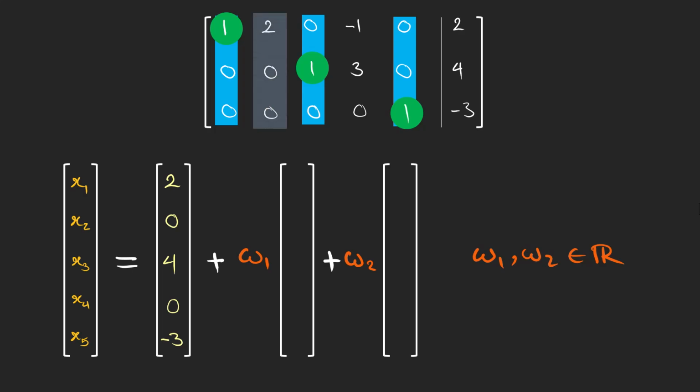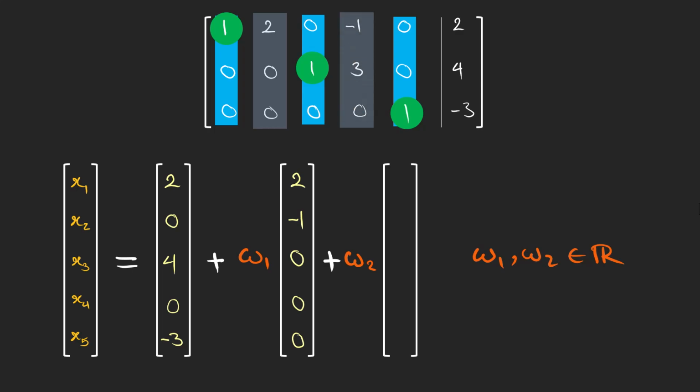For this non-pivot column, which corresponds to the first free variable x2 with the parameter omega 1, we can express it in terms of the pivot column before it. The first element is 2, the second element is -1, and all the others are 0.